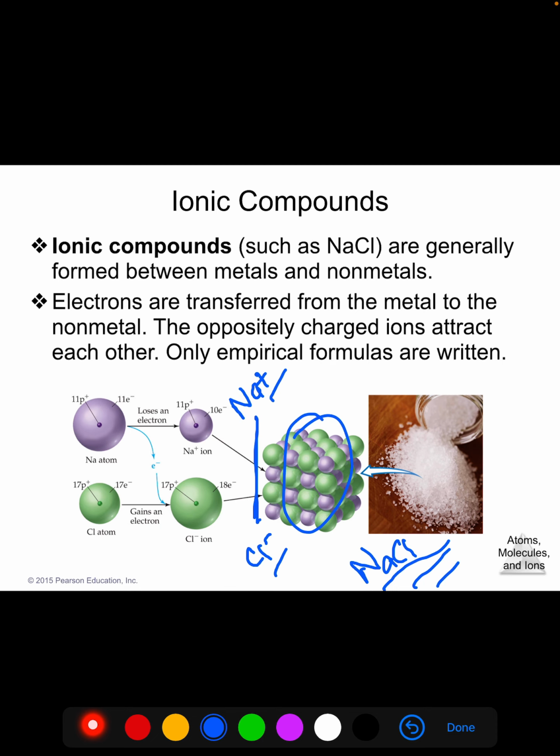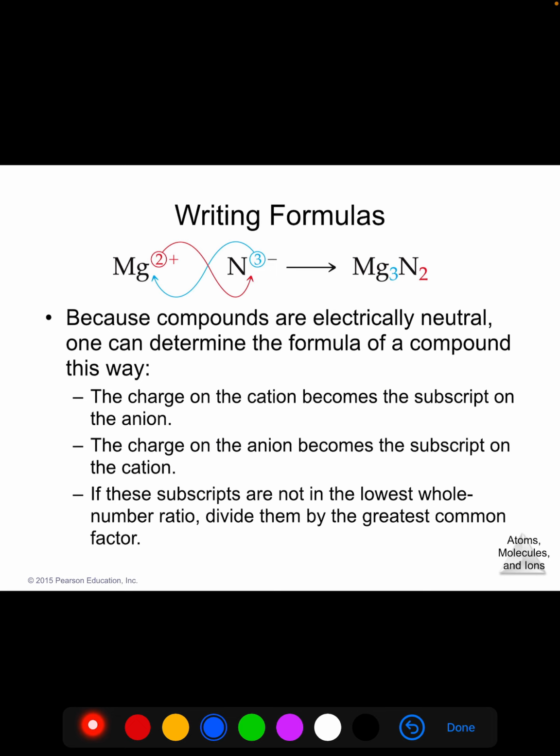+1 -1 equals 0. If I have magnesium, which forms a 2+ ion, and I have chloride, which forms a 1- ion, I'm going to form a compound, magnesium chloride, but I'm going to need 2 of these to neutralize 1 of these, so I'm going to have Mg, the one is understood, Cl2, magnesium chloride. Very common laboratory salt that is itself neutral.